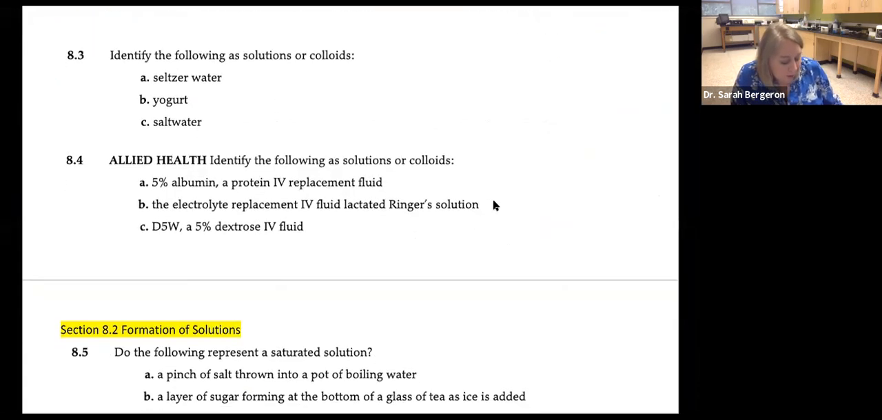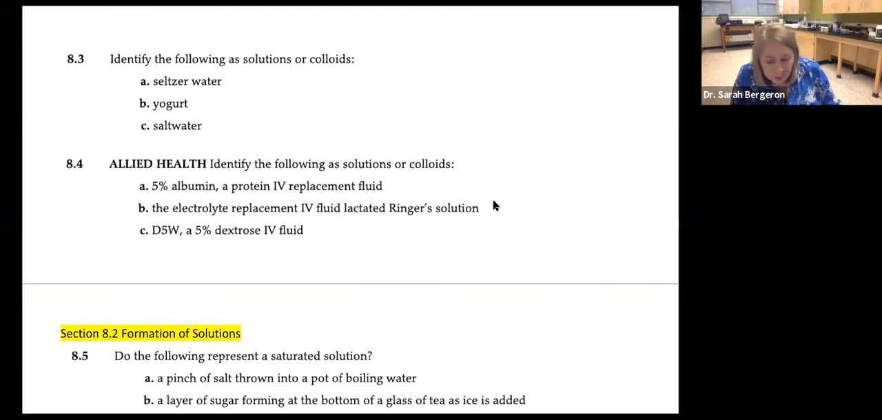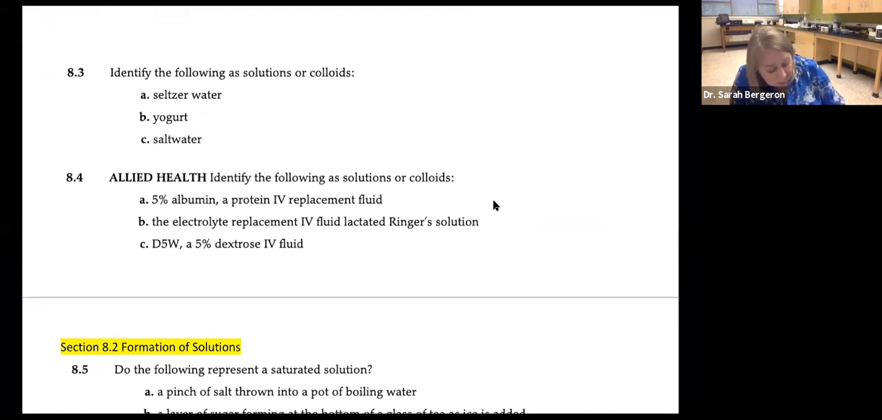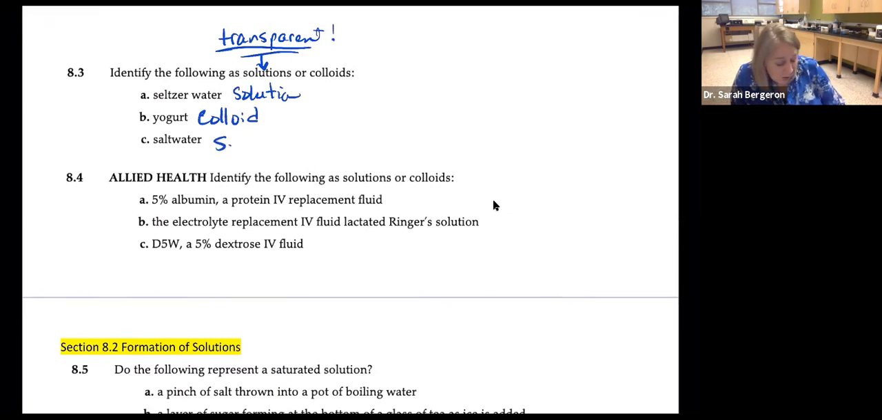Okay, identify the following as solutions or colloids. How are we going to remember solutions and colloids? Remember that a solution is transparent. That's how you can tell the difference between a solution and a colloid. Seltzer water, completely see-through, so this is a solution. Yogurt. Can you see through yogurt? No, you cannot, so it is a colloid. Salt water. If you mix salt and get salt water, you can see through it, so it is a solution.